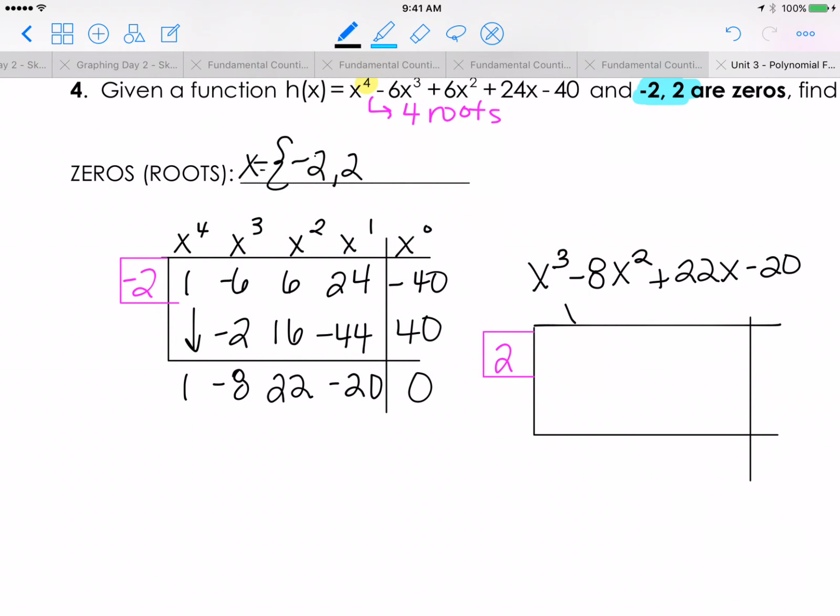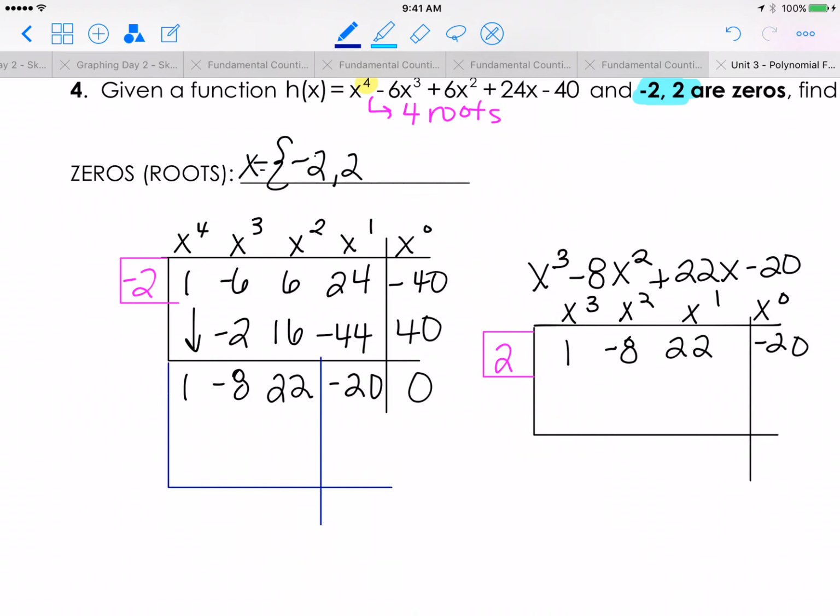And then you would work this out. X cubed, x squared, x to the first, x to the 0. And then your coefficients would be as follows. Okay? And I'll work that out in a minute. But those of you who like the double 4, you're going to have it look like this. So, and you're going to use, again, the same thing over here. You're going to use the 2 because you've already used the negative 2. Okay, so they have to be different.